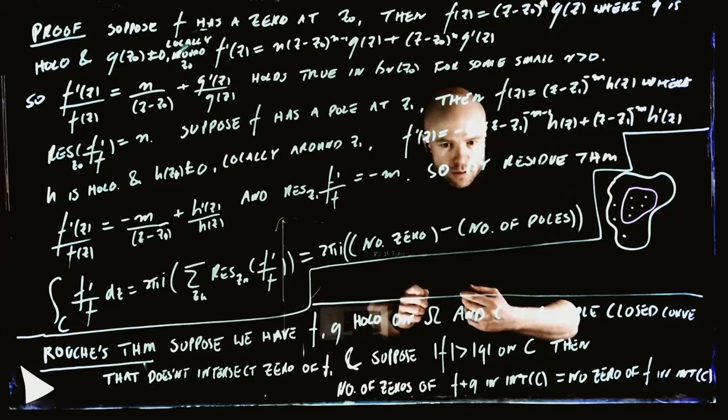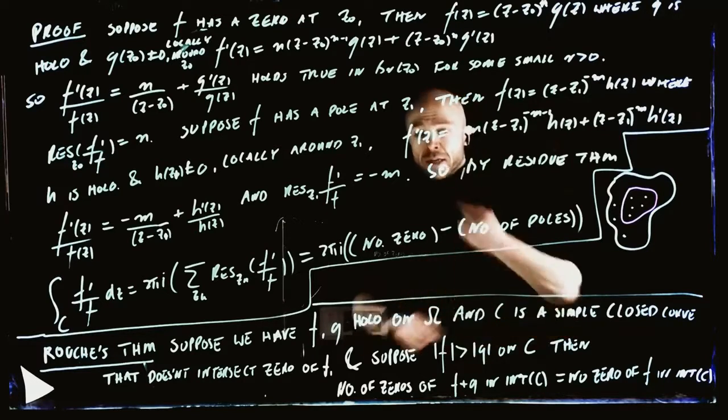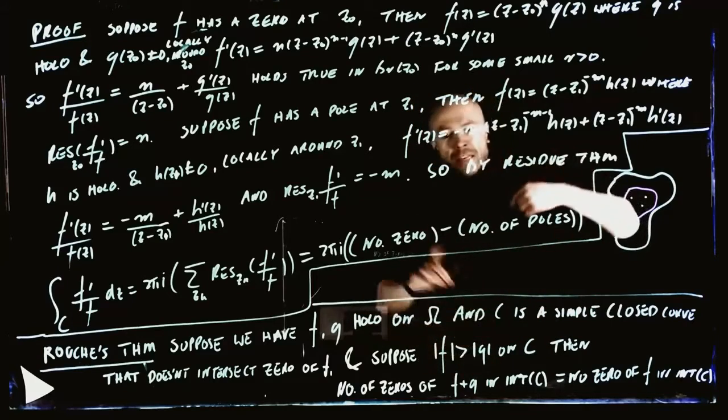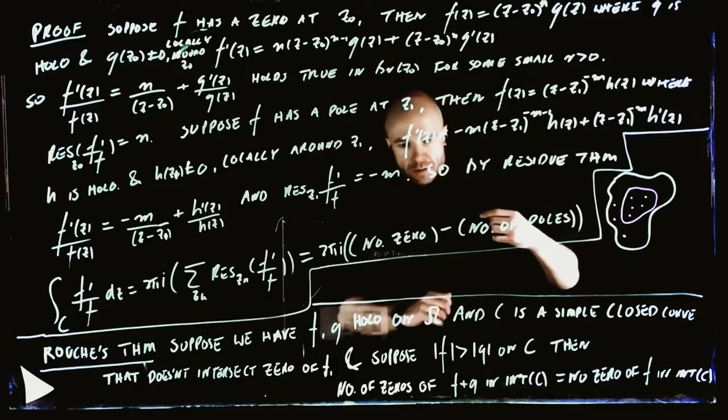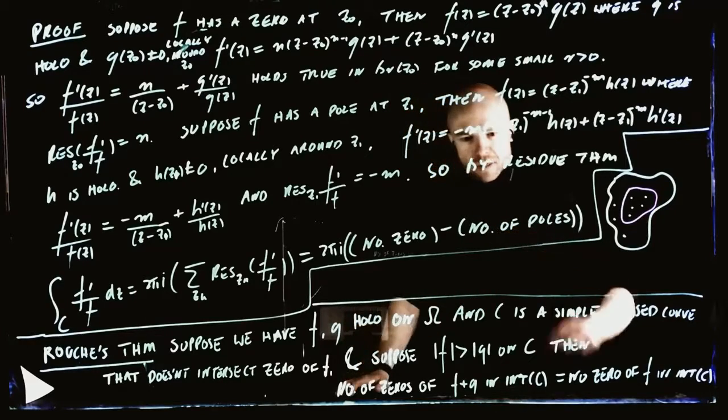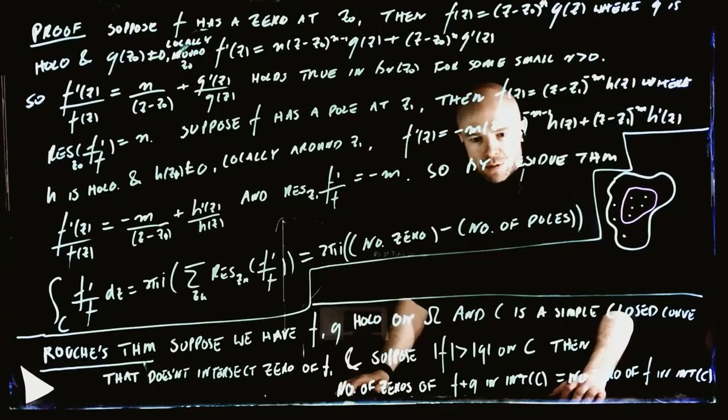So if we consider this f plus g, and the image of the curve winds around the same number of times as f, then we're all set. Is that making sense, people? Give me a thumbs up if so.